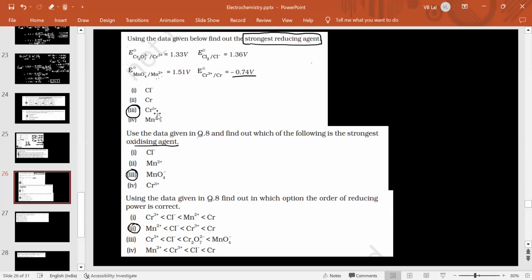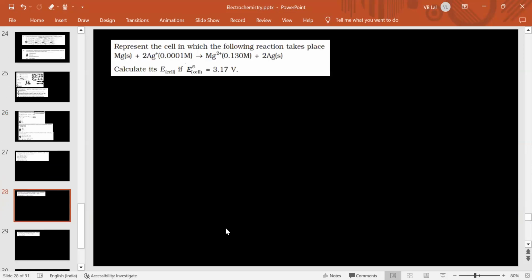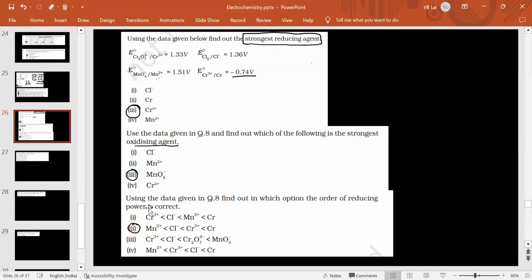Here it should be Cr3 plus, because Cr3 plus to Cr has the lowest reduction potential. So it's a strong reducing agent, and here it is the strongest oxidizing agent because it has the highest reduction potential. Now here, if I arrange it correctly, then it should be Mn2 plus. Why they have given this one also, I am not able to understand. Cr in the order of reducing power.